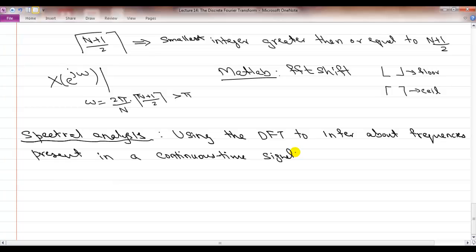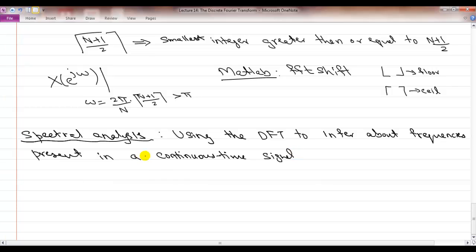Or another example could be you record my speech, and you are interested in figuring out which frequency components are present in my voice. How do you really do that? Well, you can't evaluate my continuous time voice, so you have to sample it, and then you have to do DFT analysis. So far we have talked about the relationship of the DFT to the DTFT. We now want to take that relationship to the continuous time frequencies of your continuous time signal.